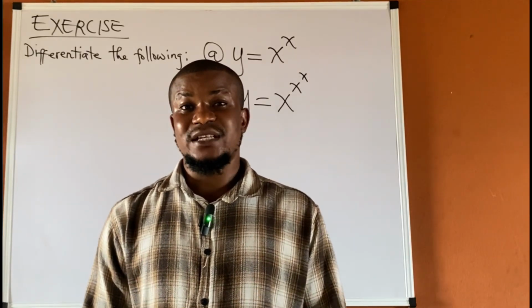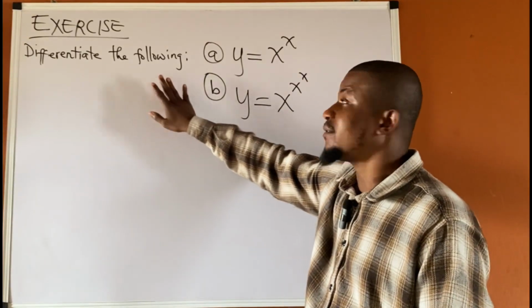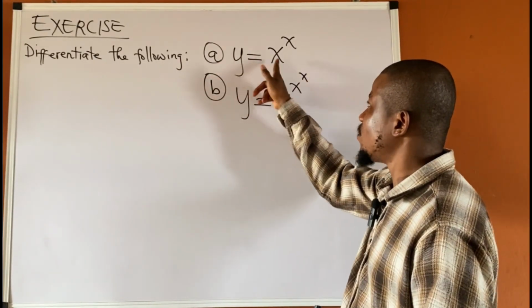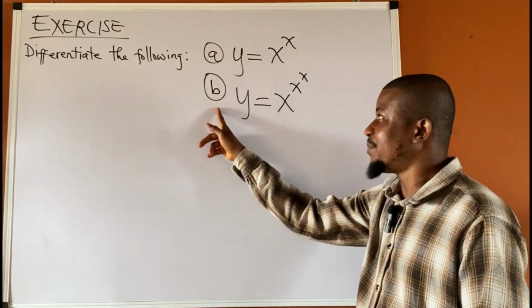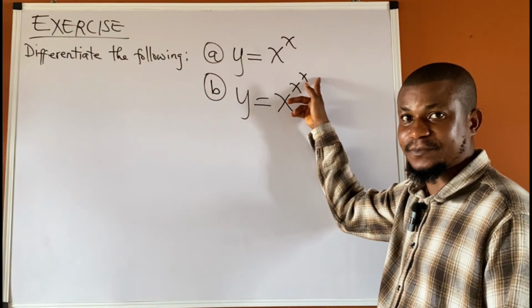In today's class, we'll be discussing this very interesting exercise. Differentiate the following. A, y equal to x to the power of x. B, y equal to x to the power of x to the power of x.